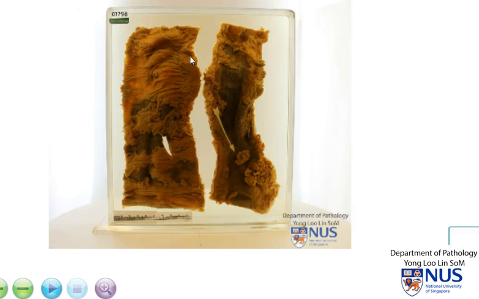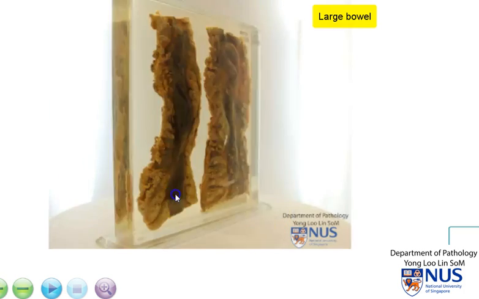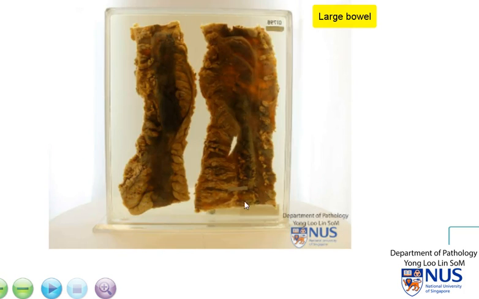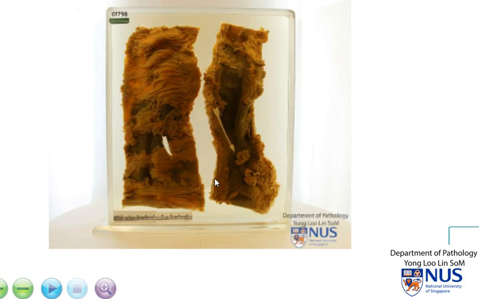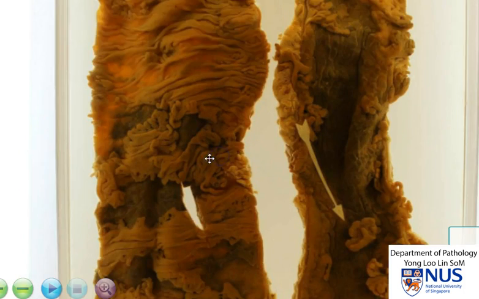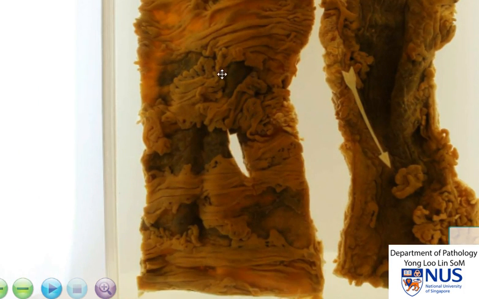Hello, here is a specimen showing two segments of large bowel, and this is the mucosal surface and here is the serosal surface. And the main abnormality can be seen in the mucosal surface. So let's take a closer look. What we can see here are multiple broad, quite shallow appearing ulcers.